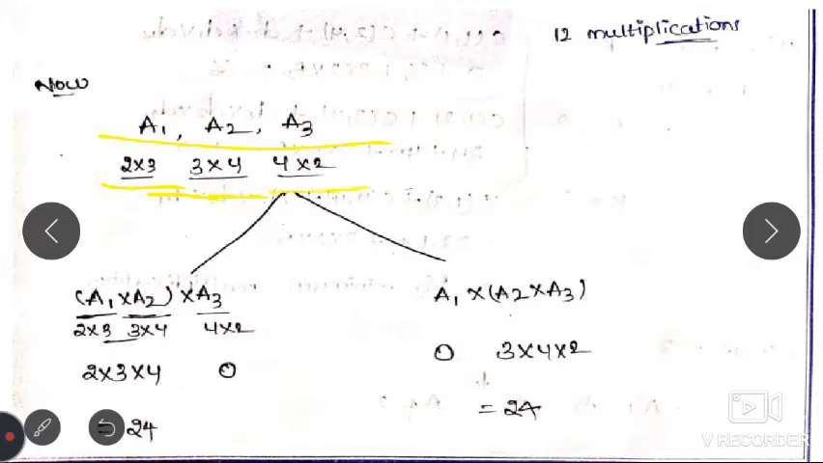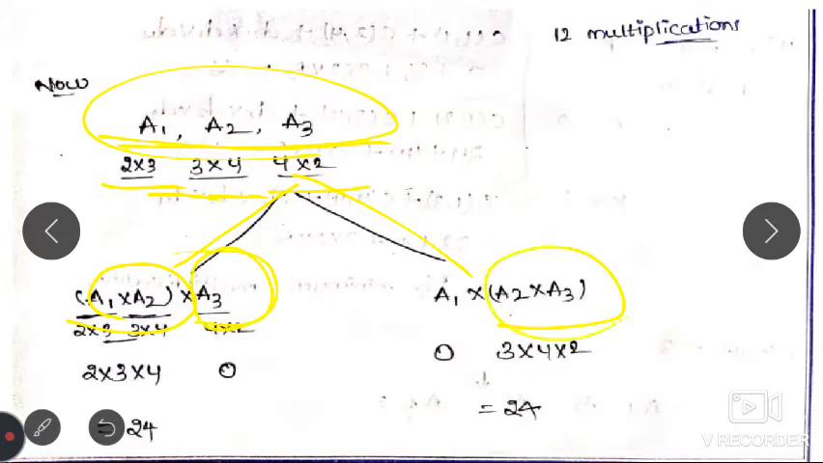Now we consider three matrices A1, A2, A3 with orders 2 by 3, 3 by 4, 4 by 2. These three matrices have two methods. First we multiply A1 and A2 and then the result matrix with A3. Another way is we multiply A2 and A3 and then the result matrix with A1. So which is the easiest way to find the result? We have to find out.